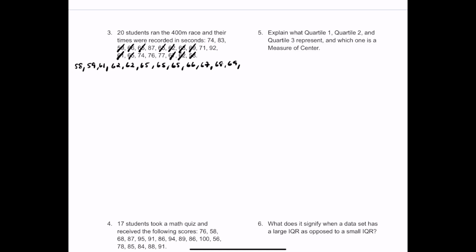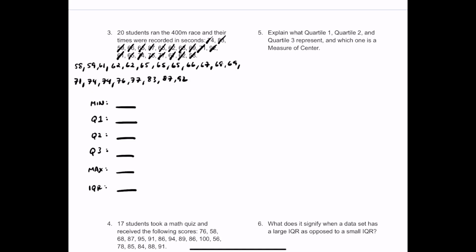I see 71. 74, 74. 76, 77. 83, 87, 92. Let's see. 83, 87, 92. 20 students. Let's count these up. 1, 2, 3, 4, 5, 6, 7, 8, 9, 10, 11, 12, 13, 14, 15, 16, 17, 18, 19, 20. Okay, I think I have them all. Hopefully I didn't miss any or write any down incorrectly. But either way, hopefully we have the right process down here.